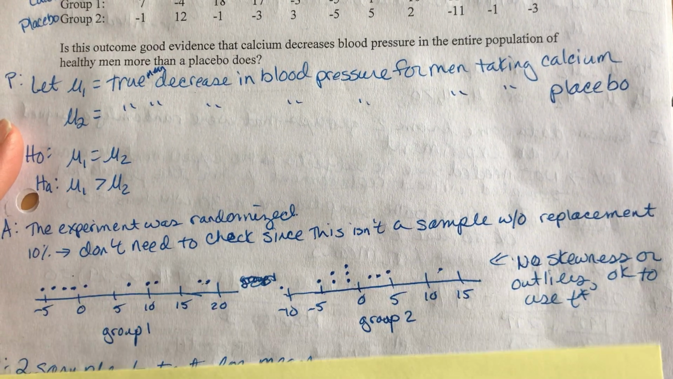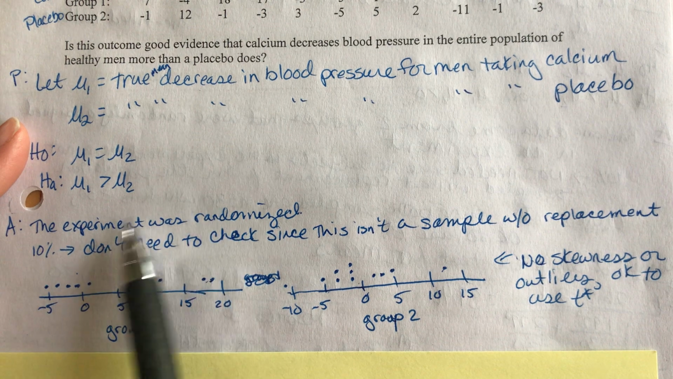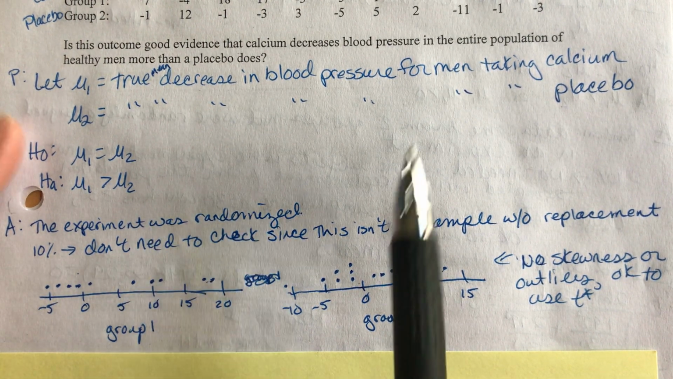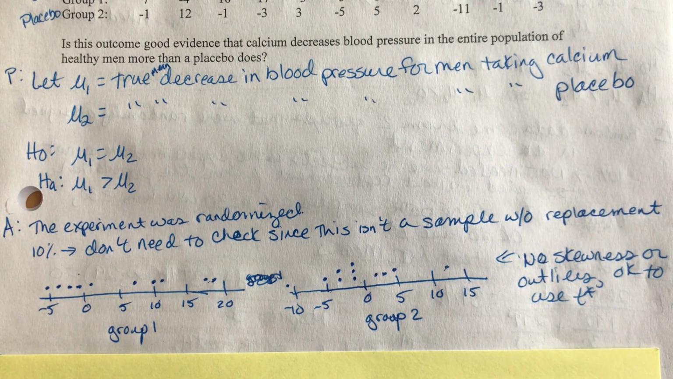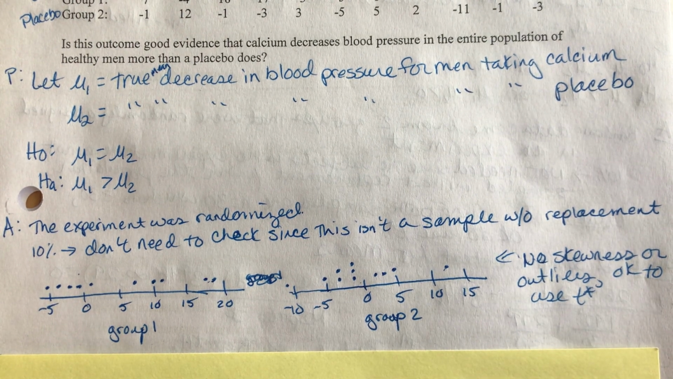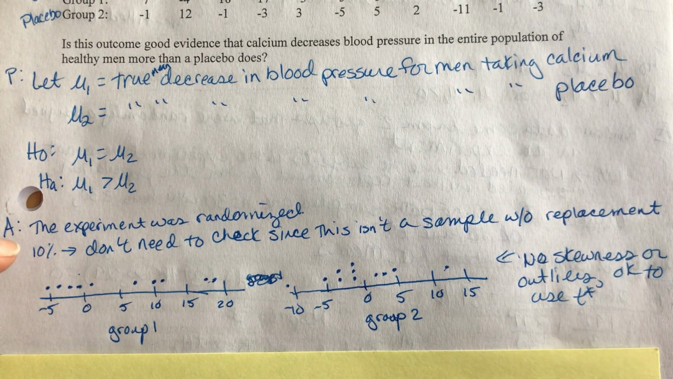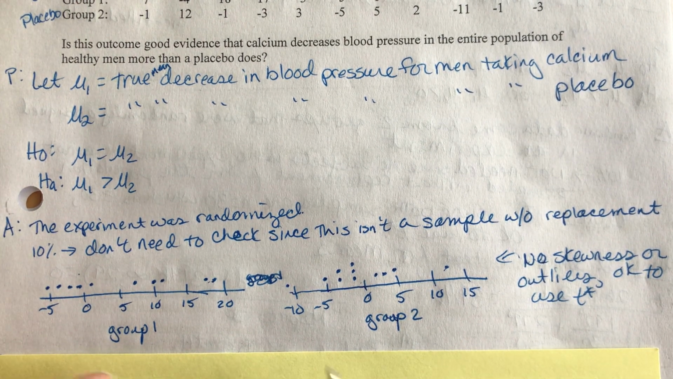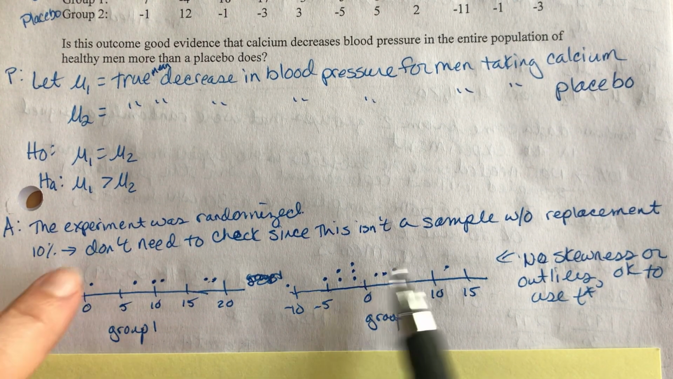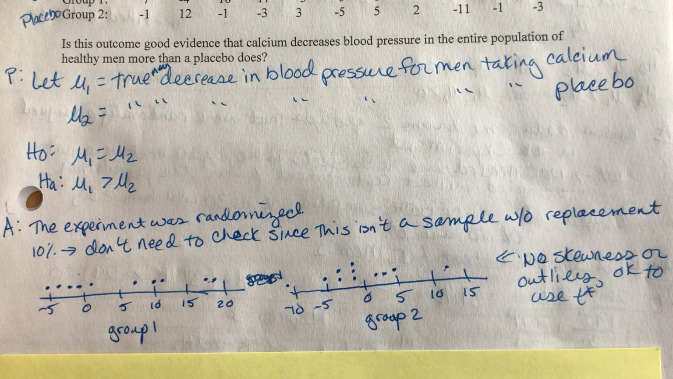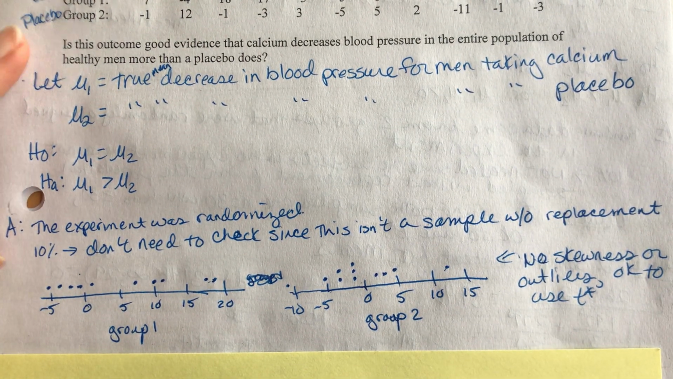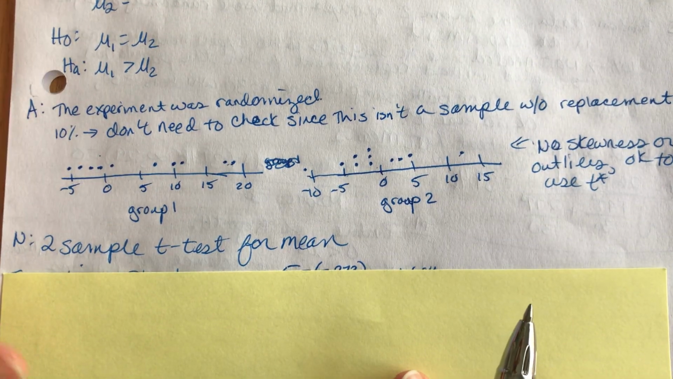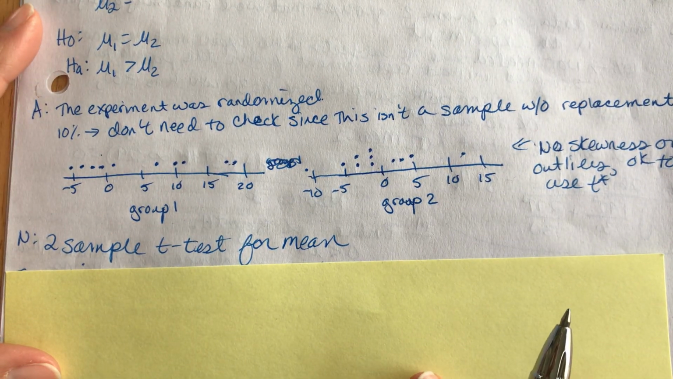We're going to have a randomized experiment, so we don't need to worry about the randomization. That was in the experiment part. It wasn't a randomly collected sample. The 10% condition, we didn't need to check this time because it wasn't a sample without replacement. Hey, look, I remember to draw my two dot plots. We have no skewness or outliers, so it's okay for us to proceed with t-star. Our name is a 2-sample t-test for the mean.